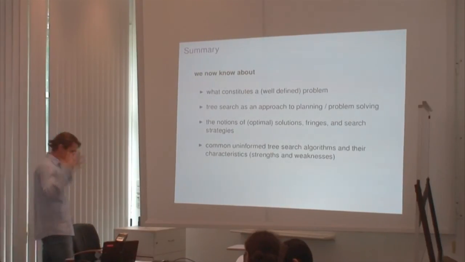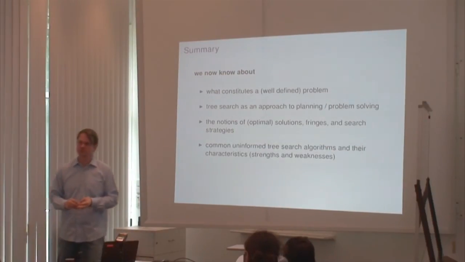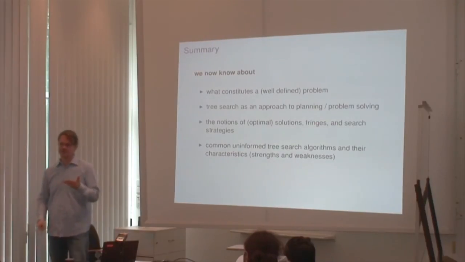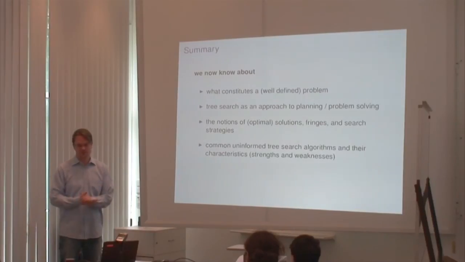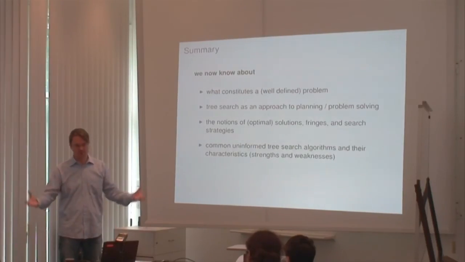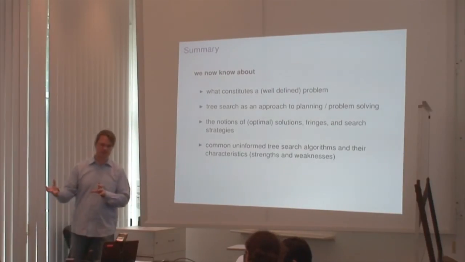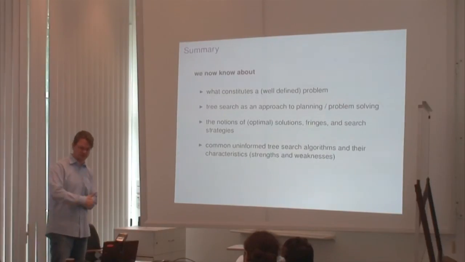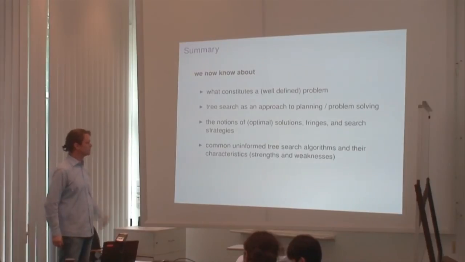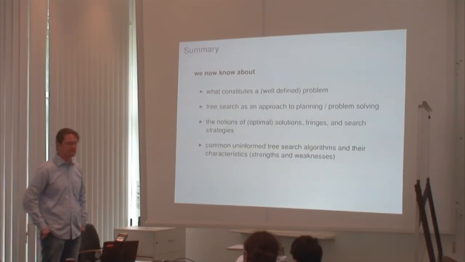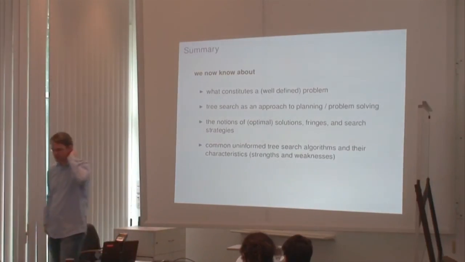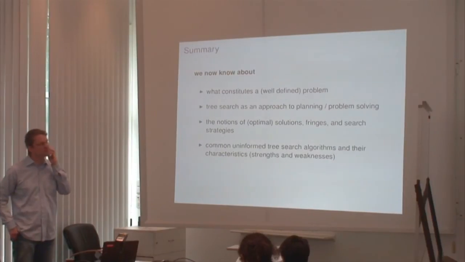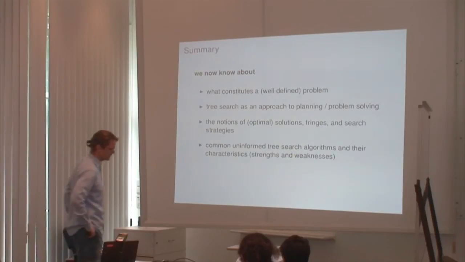We saw that this idea of tree search, which up until today we considered as an approach to deterministic, turn-based, 2-player, zero-sum games of perfect information, can be applied to a wide variety of problems, if the problem can be represented in terms of a discrete state space where there are well-defined transitions between discrete states. Then we can try to reach a goal state, starting from an initial state, using tree search. Important concepts: optimal solution, fringes, search strategies. We looked into common, classical, uninformed search algorithms, in particular their characteristics, strengths and weaknesses in terms of runtime complexity, memory complexity, and so on.